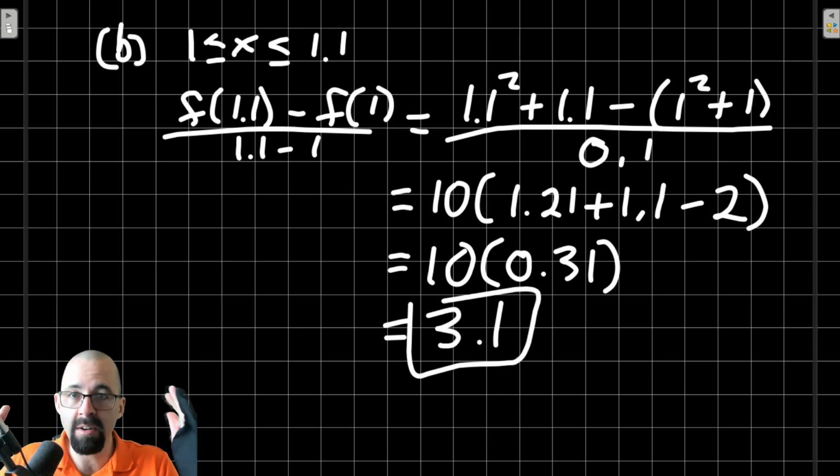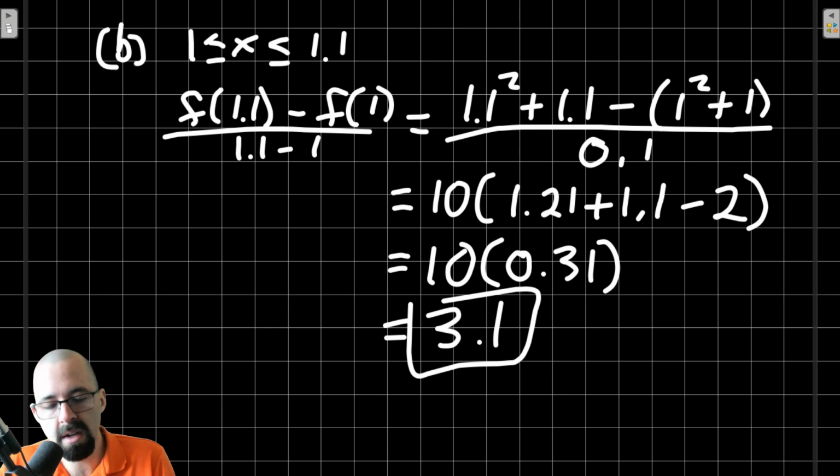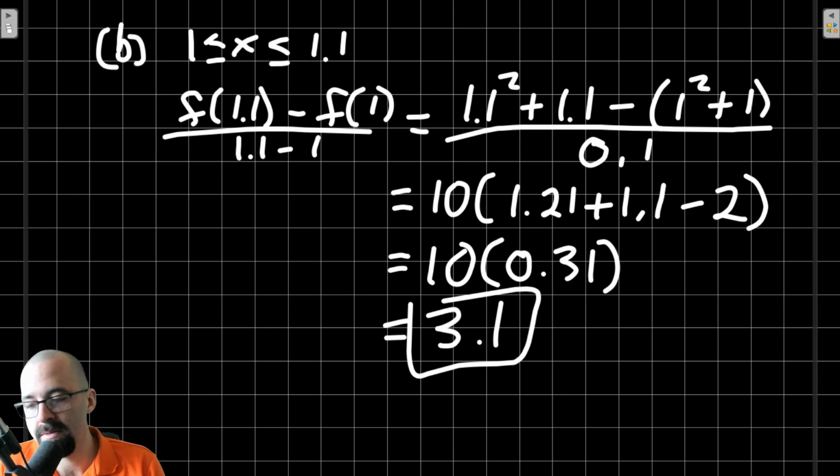So over the big interval, the average rate of change was 4. Over the small interval, the average rate of change is 3.1. All right, and that's kind of how to approach these ones. Good luck. Go get started on these problems, and when you get back, you're going to be excited to find out instantaneous rate of change. So we got that to look forward to.